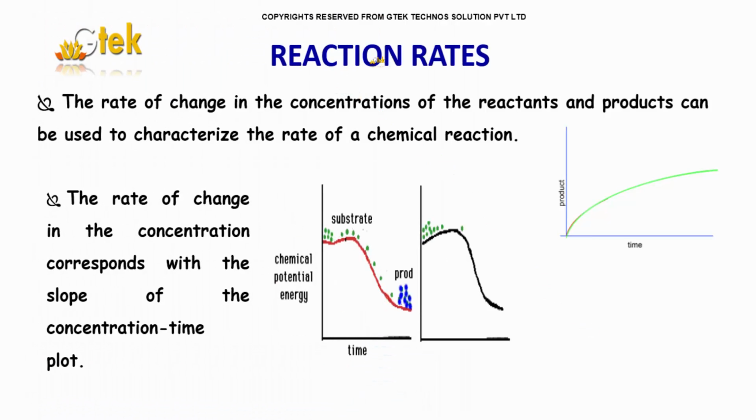Let's talk about the reaction rates. The rate of change in the concentration of the reactants and products can be used to characterize the rate of a chemical reaction. The rate of change in the concentration corresponds to the slope of the concentration-time plot.